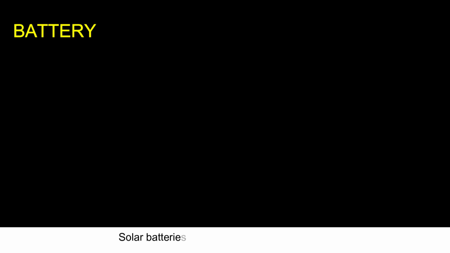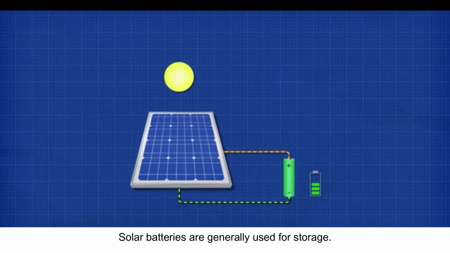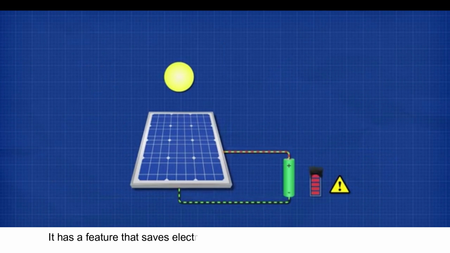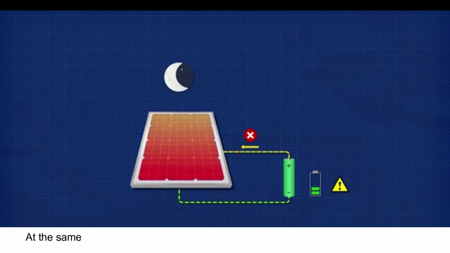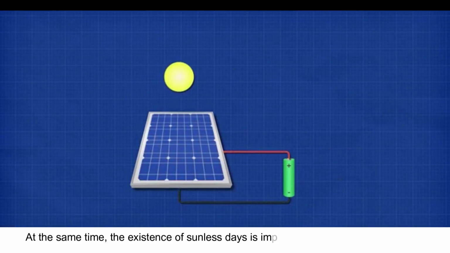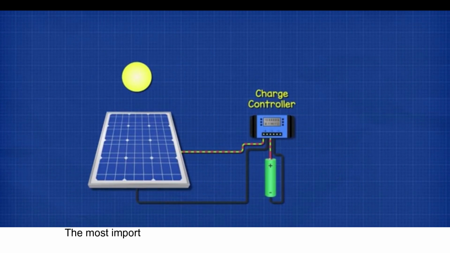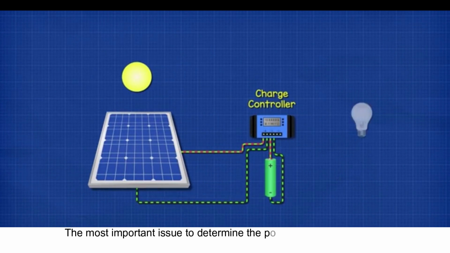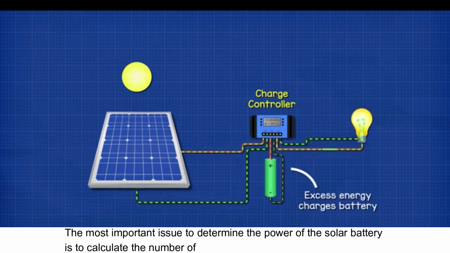Solar batteries are generally used for storage. It has a feature that saves electrical energy to avoid working in current times. At the same time, the existence of sunless days is important for the storage of energy. The most important issue to determine the power of the solar battery is to calculate the number of days or hours that will not be sunny.